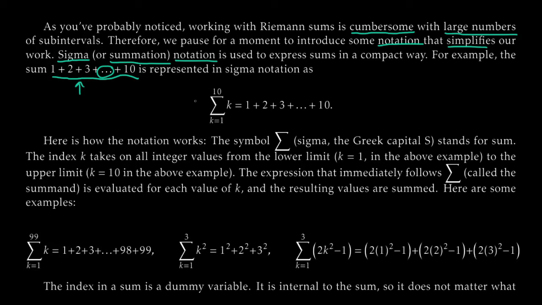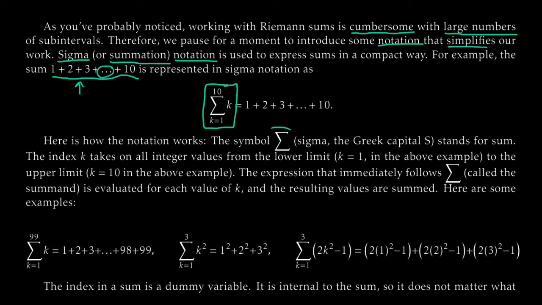So, what we're going to do is we're going to use this new notation to write a sum like 1 plus 2 plus 3 all the way up to 10 in a much easier way. We'll write it like this. So here's how you'd read it. The sum from k equals 1 to 10 of k is 1 plus 2 plus 3 plus 4 plus 5 plus 6 plus 7 plus 8 plus 9 plus 10. Here's how the notation works.